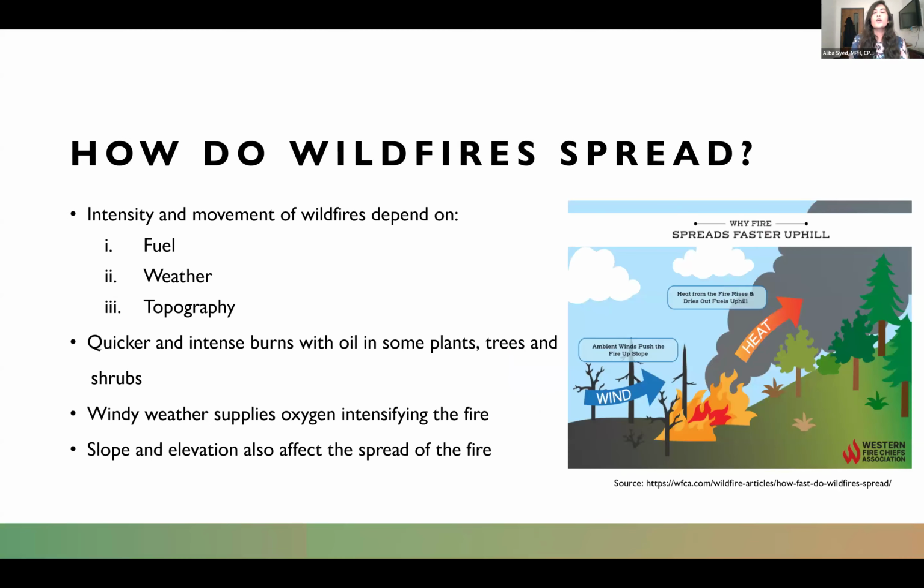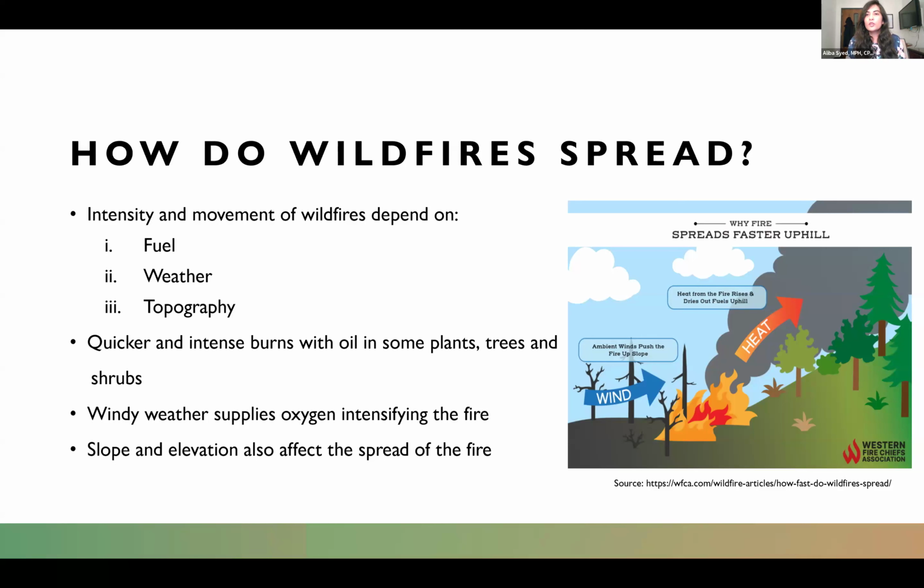Let's briefly understand how wildfires can spread and damage thousands of acres in a short matter of time. Both the intensity and the movement of a wildfire depend on the following three factors: fuel, weather, and topography. Some plants, trees, and shrubs contain oil that serves as a fuel, which causes more intense and quick burns. Weather conditions also affect the fire's behavior. For example, wind can supply extra oxygen to it.